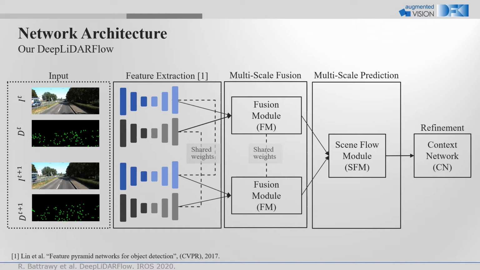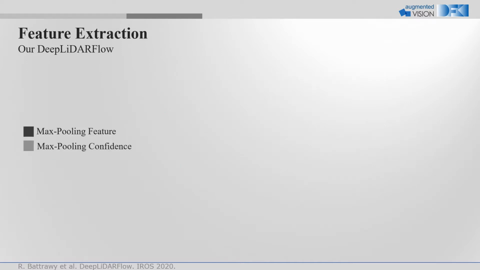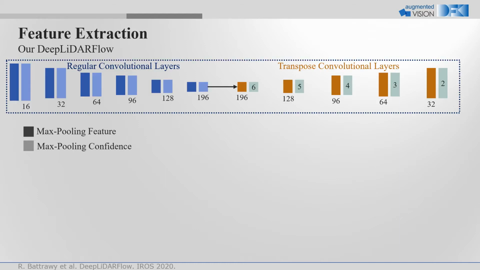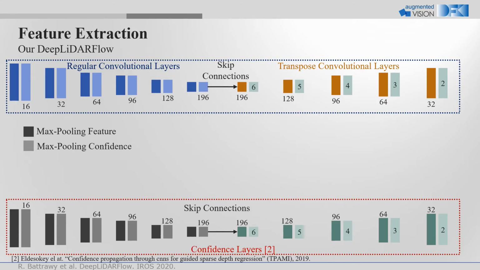Our network consists of a feature extraction block which uses feature pyramid networks to compute LiDAR and RGB features separately, a multi-scale fusion block for merging both features, a multi-scale scene flow prediction, and a context network to refine the final estimate. There are two different streams for feature extraction. One for RGB and another for LiDAR data.